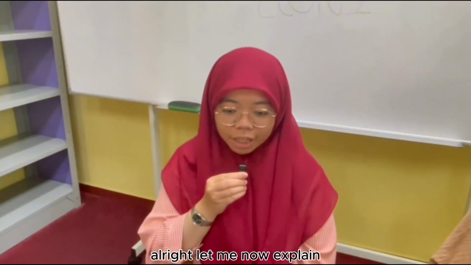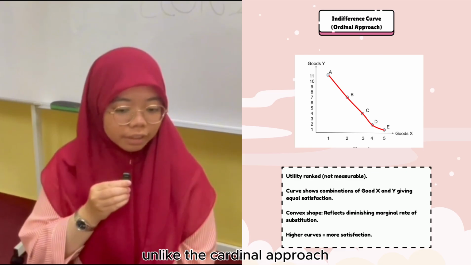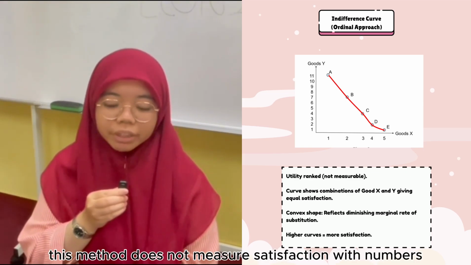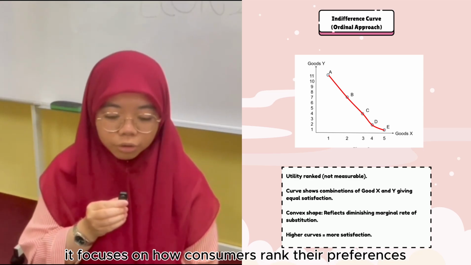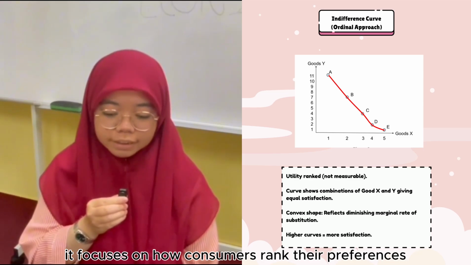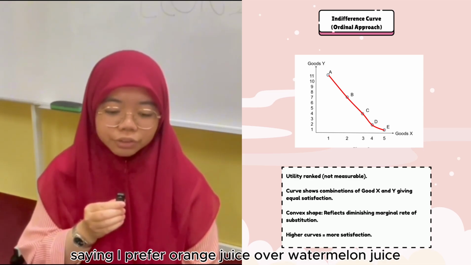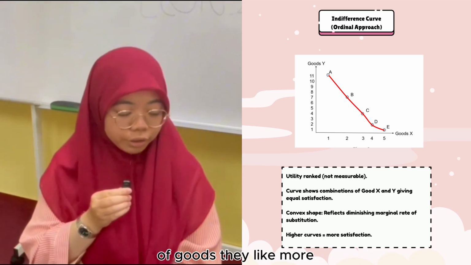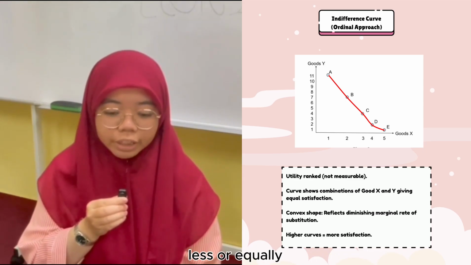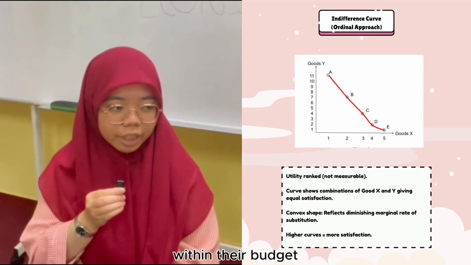Alright, let me now explain the ordinal approach to consumer equilibrium. Unlike the cardinal approach, this method does not measure satisfaction with numbers. Instead, it focuses on how consumers rank their preferences. For example, saying I prefer orange juice over watermelon juice. The main idea is that consumers know which combinations of goods they like more, less, or equally, and they choose what gives them the most satisfaction within their budget.